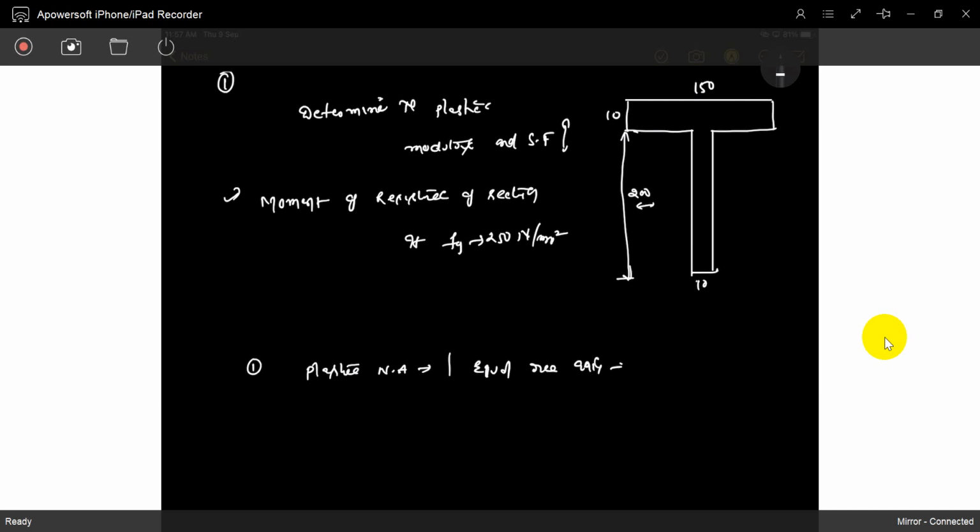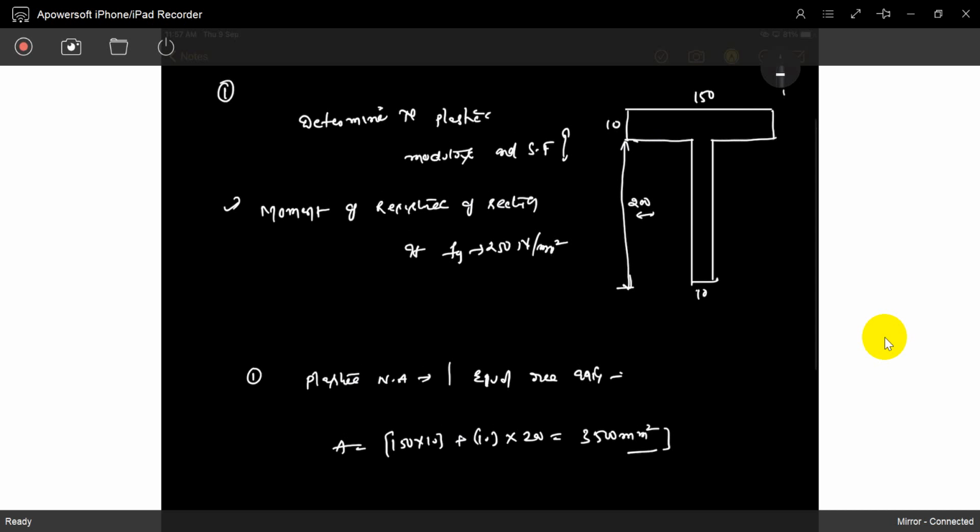Just find out the total area. So first total area is what? 150 into 10, plus 10 into 200. So what is that value? That value is 3500 mm square. That is the total area. So that axis compulsorily divides the area into two parts. So see the bottom area, flange, that is the web area. This is called web, this is called flange. So what is web area? Web area is 2000 mm square. It is not a half, it is more than half.